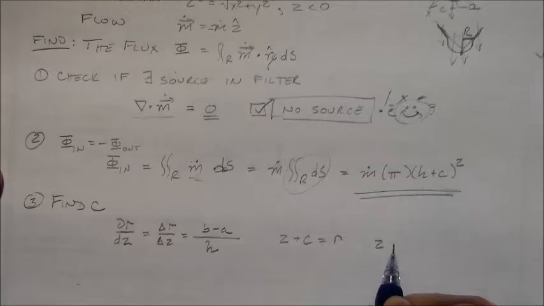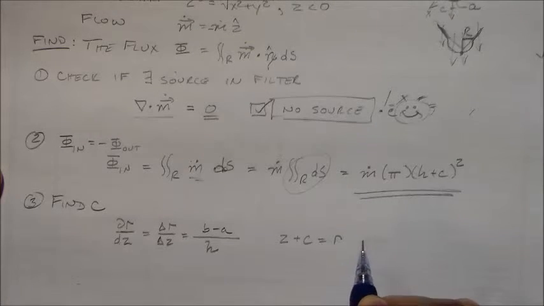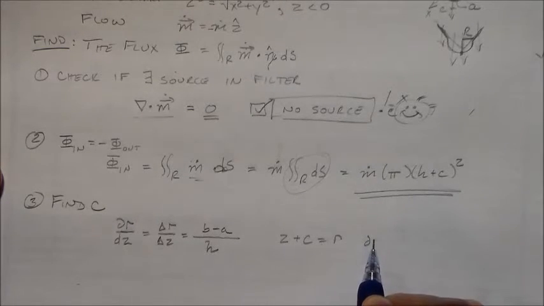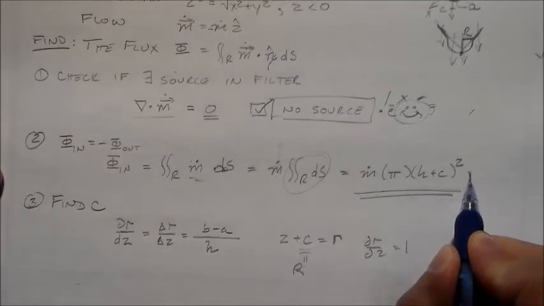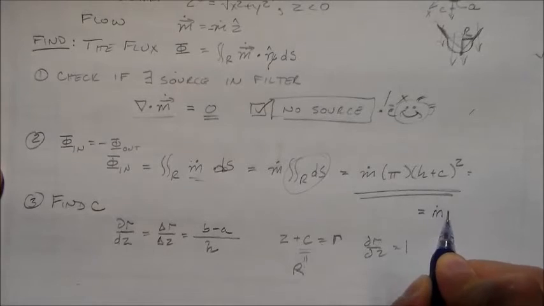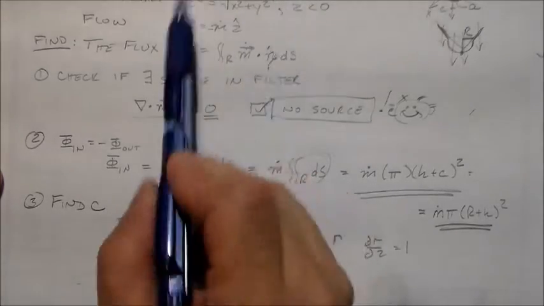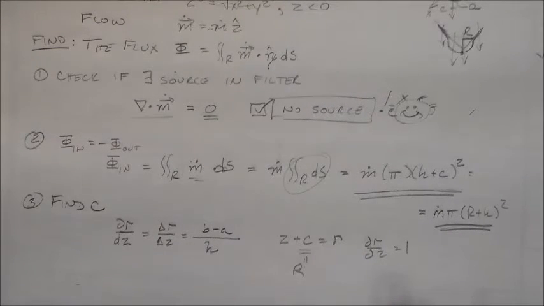So if I've got z plus c is equal to r, that means that dr dz is equal to 1. So I actually don't have to worry about all of that stuff. C is just going to be equal to r. Okay, so we can just throw that r in there. So this is actually equal to m dot pi big R plus h squared, which is even better. I probably should have been more careful here and added some sort of constant for this guy here. But, you know, live and learn.